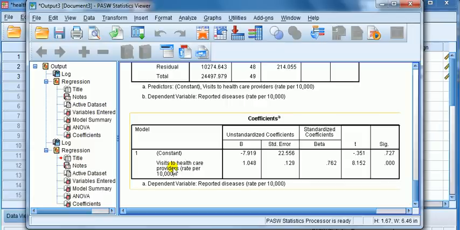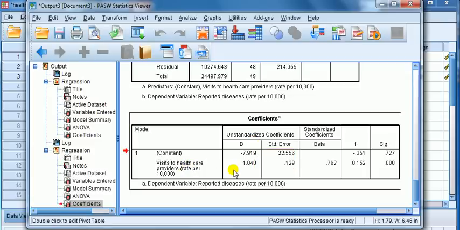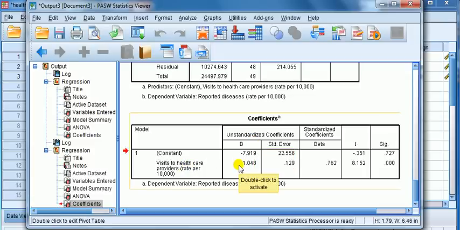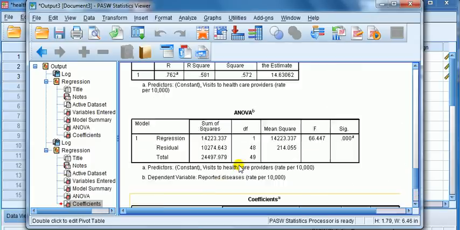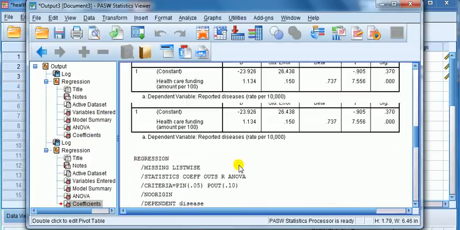Let's pause and reflect. In the first simple linear regression, we found a result contrary to what we expected, but in the second one, disease rates on visits to healthcare providers, we got the expected sign. Now, how can we explain the unexpected sign for the first regression?